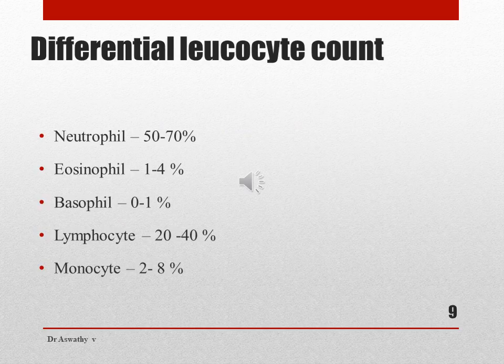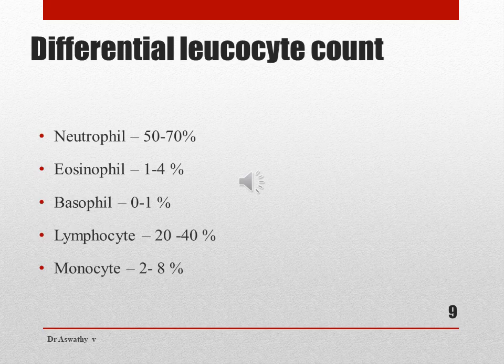Then comes the differential leukocyte count. So among the 100 cells, you will have 50 to 70% neutrophil, 1 to 4% eosinophil, 0 to 1% basophil, lymphocytes 20 to 40%, and monocyte 2 to 8%.